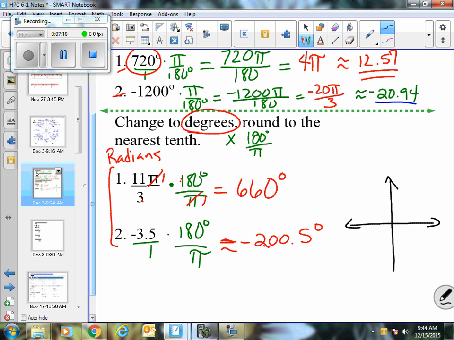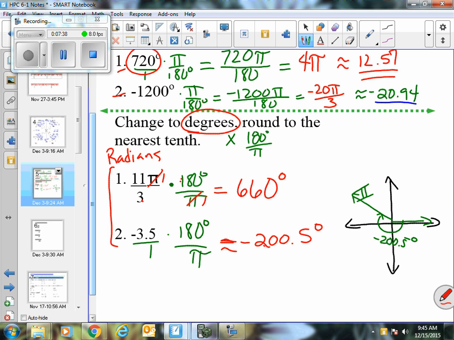Let's do a little prediction here. If I graph negative 200.5 degrees, I would start at the positive x-axis, go negative 180, and then 20.5 further. That would be negative 200.5 degrees, so I'd end up in quadrant 2.